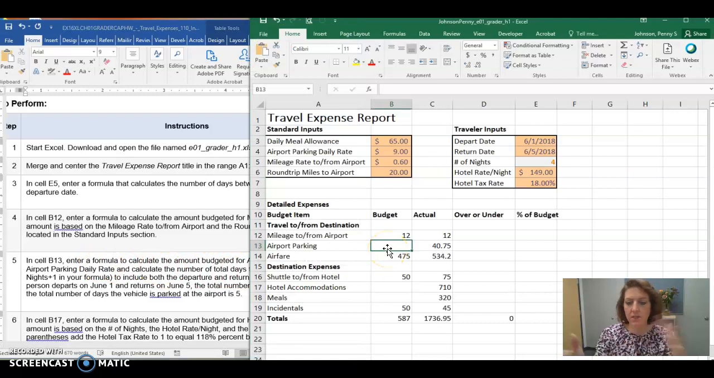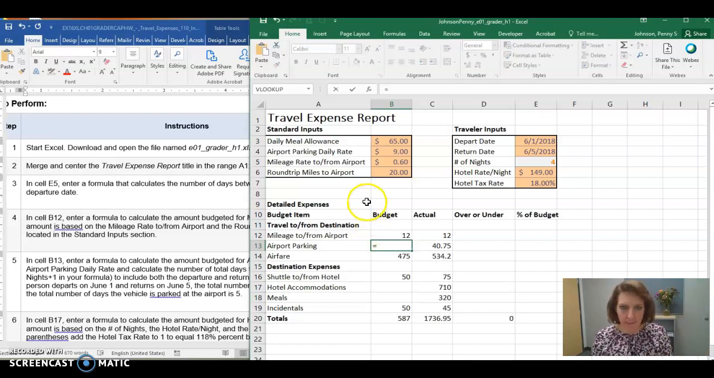We're in B13. As always, we start with equals. That's the easy part. So we need the rates. So we're going to take our rates. Here it is, airport parking daily rate, and B4. Then we're going to multiply that. So I'm going to add my asterisk. And the next part of the formula has to go in parentheses. We did this during the chapter as well. And we know it goes in parentheses because in the instructions, it already told us take the number of nights plus 1. Okay, so my number of nights is, what is that, E5 plus 1.